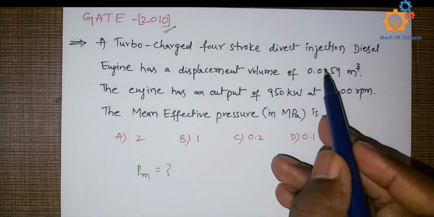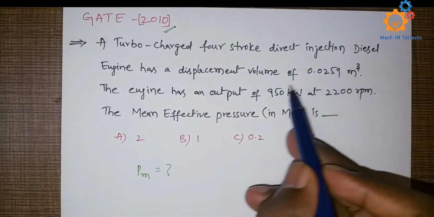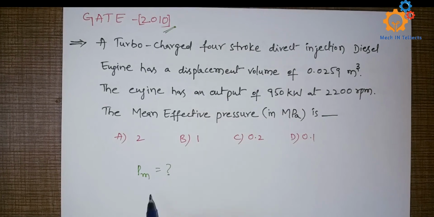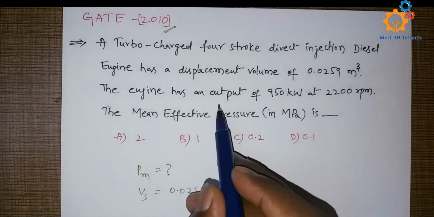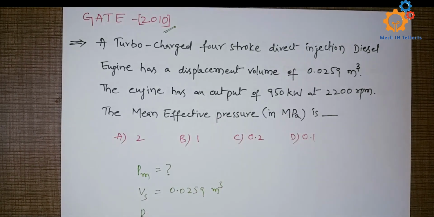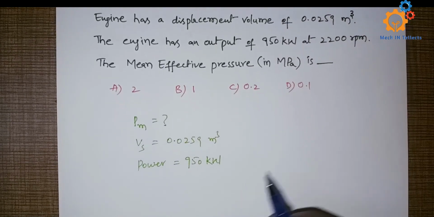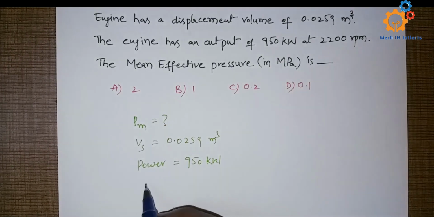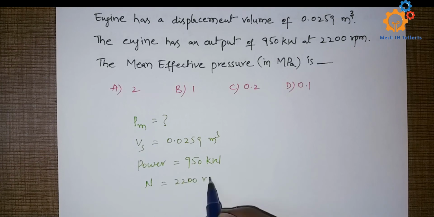What is the data given? It is a 4-stroke diesel engine. Displacement volume, that is swept volume, is equal to 0.0259 meter cube. He has given power output, that is 950 kilowatt at 2200 rpm, that is the speed. Speed of the engine is given.